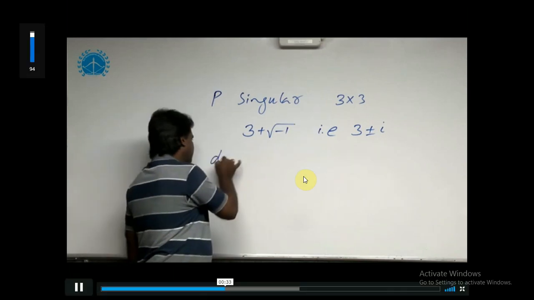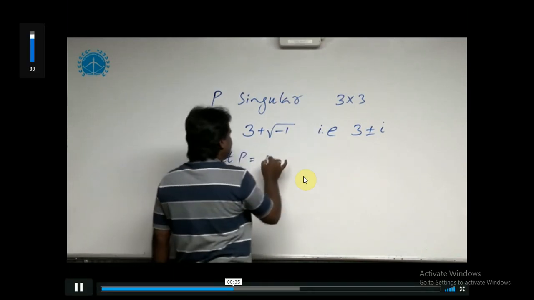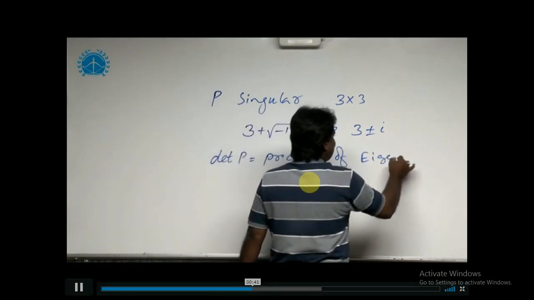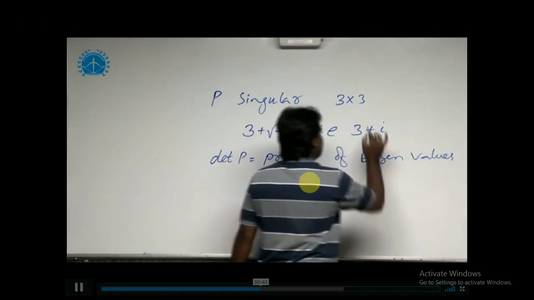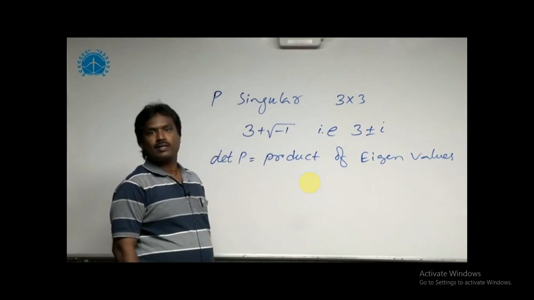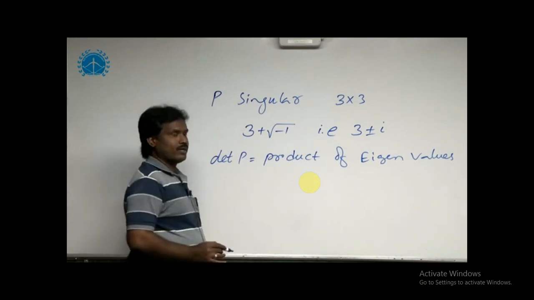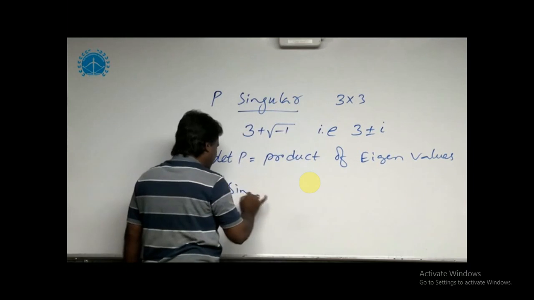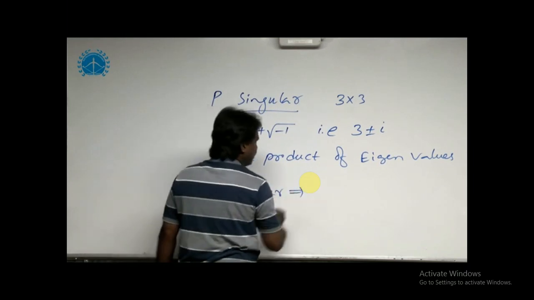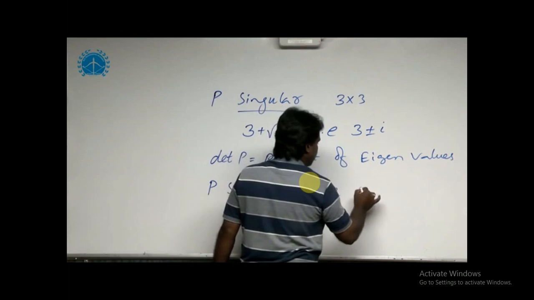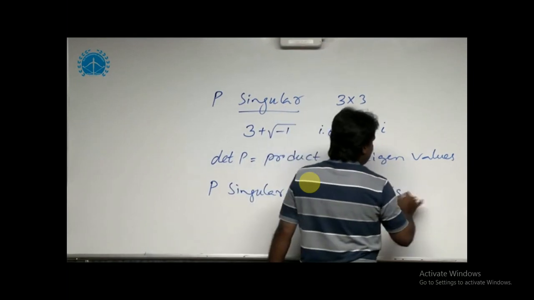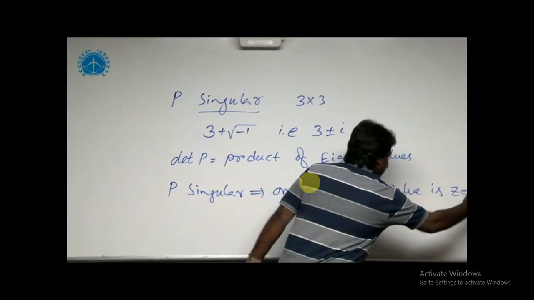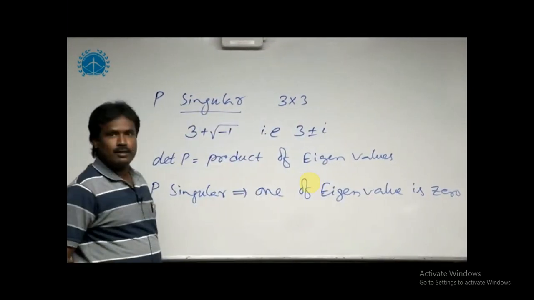So det P is equal to the product of eigenvalues. But given in the problem only 2 roots are given. So the remaining root is required. But already given a condition, singular matrix. If P is singular, then it implies one of the eigenvalues is 0. It is a compulsory condition as per the singular matrix condition.